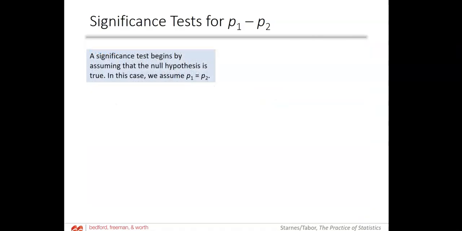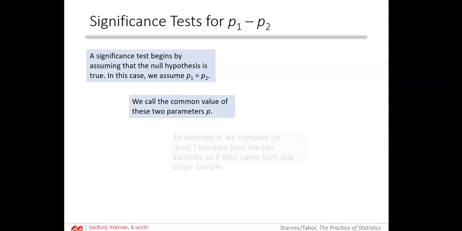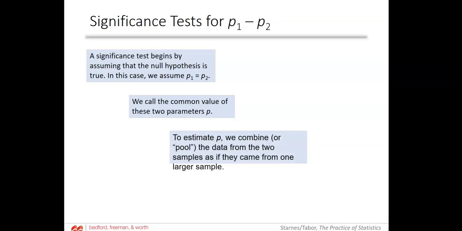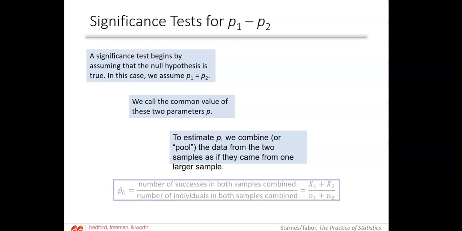Perfect. So let's stop for a second and look at this. It begins by assuming the null is true. We call the common value of these proportions P. So we're going to pool these proportions together. It's called pooling or combining. We're going to find the common proportion. Sometimes we call it that.